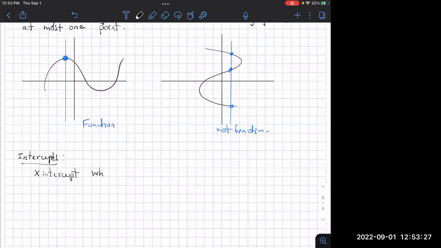The x-intercept is where the graph crosses the x-axis. That means the y value is 0. The y-intercept is where the graph crosses the y-axis. That is x equals 0. That's what they're gonna show you.